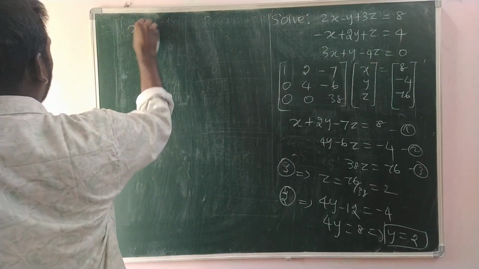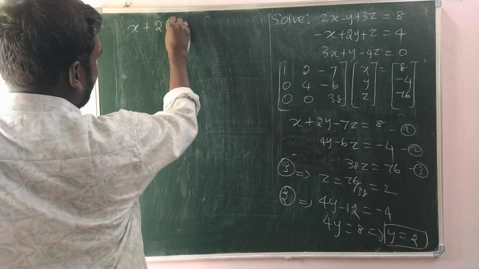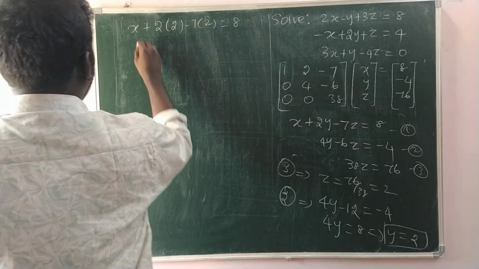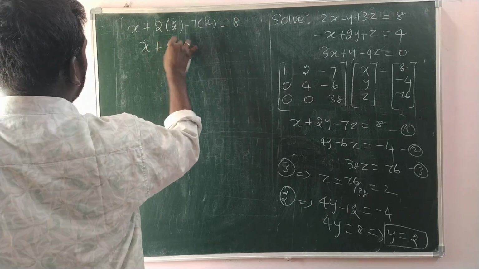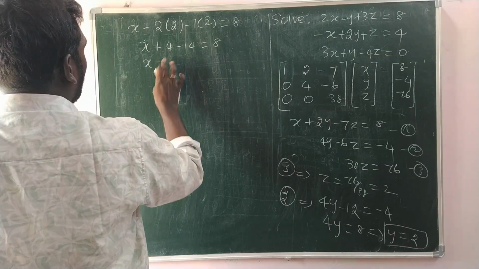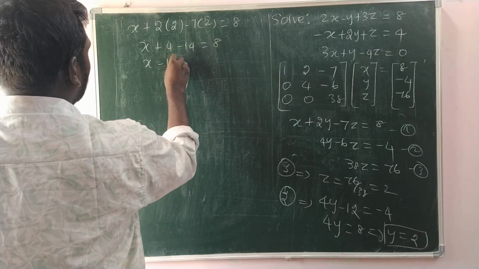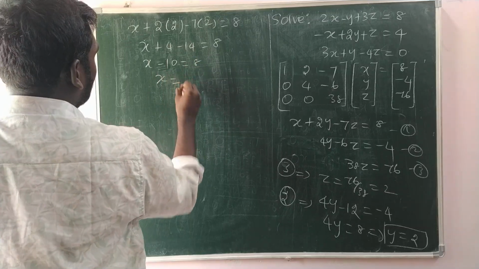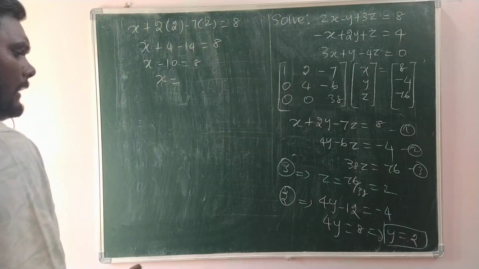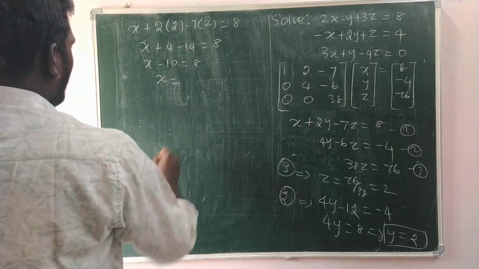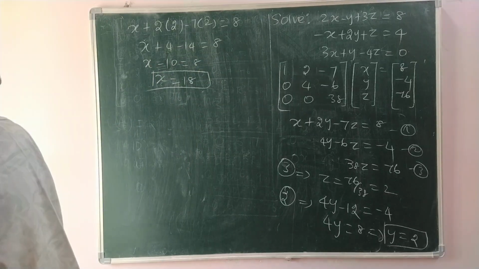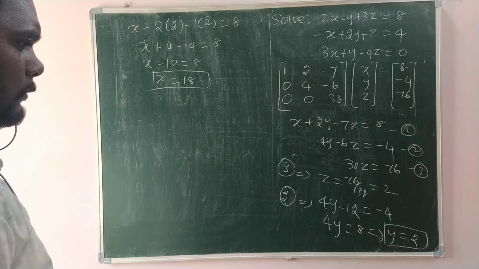First equation means x plus 2 times y. y is 2. Yes, not 18. Wait. See, this is x plus 4 minus 14 is equal to 8, and x is equal to, this is what, 10, right? x minus 10 is equal to 8. Yes, minus 10. And x is equal to 18, is it? x must be equal to 2.